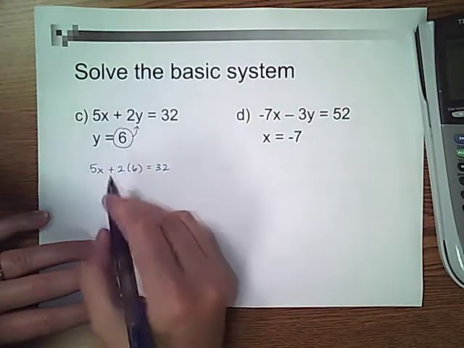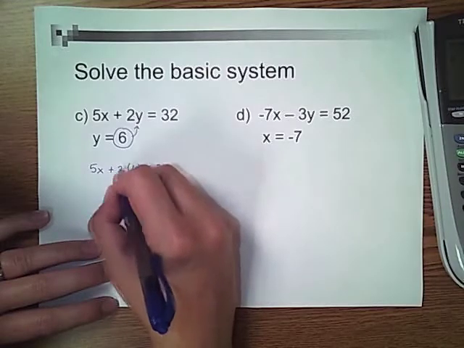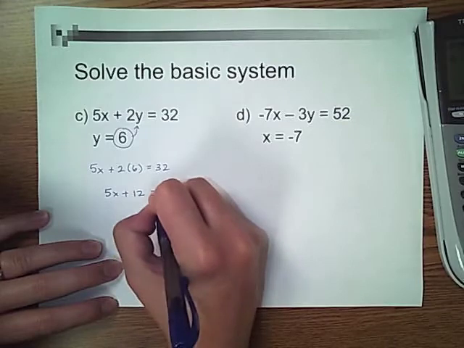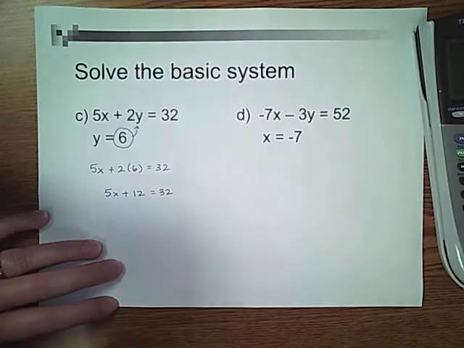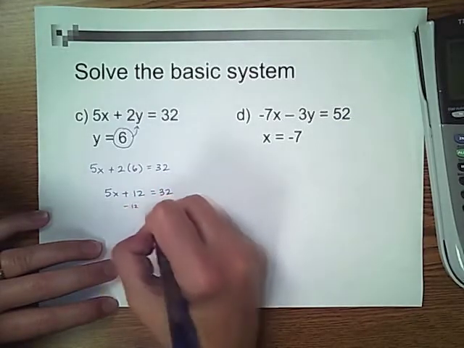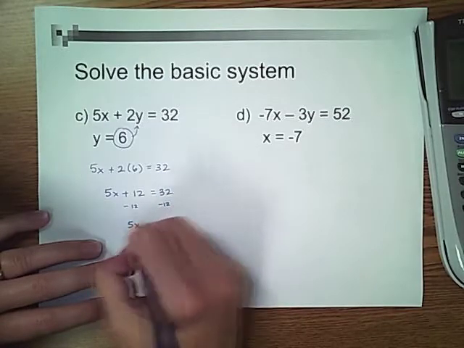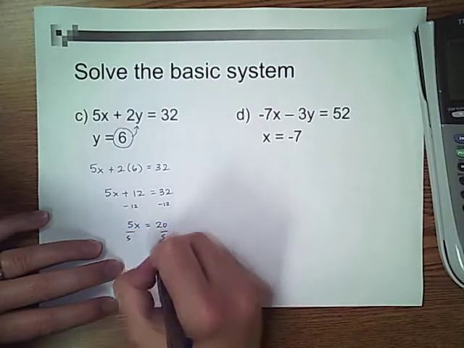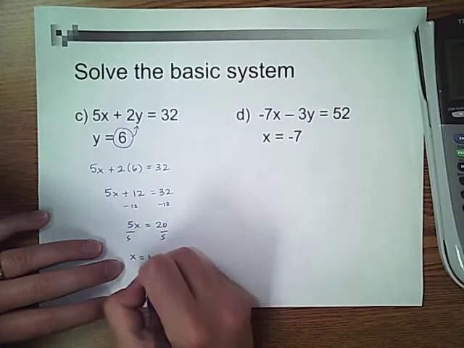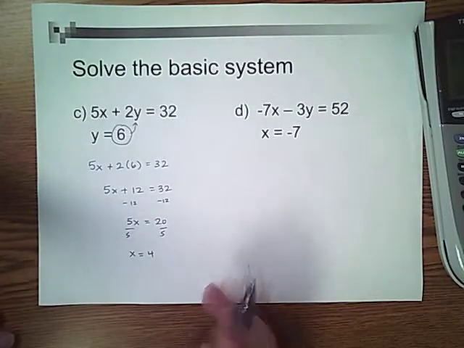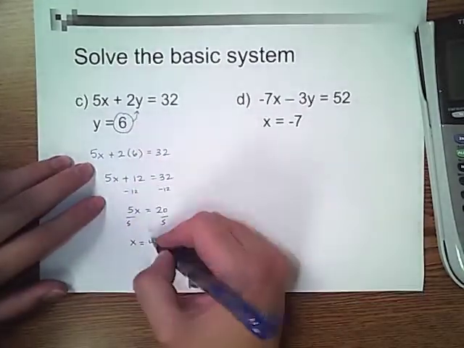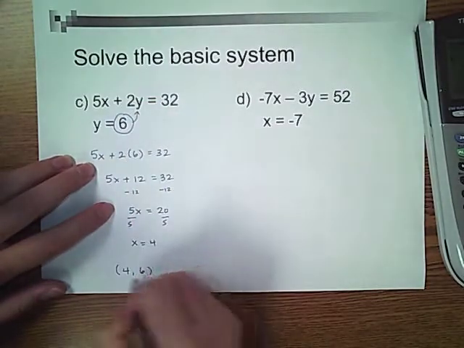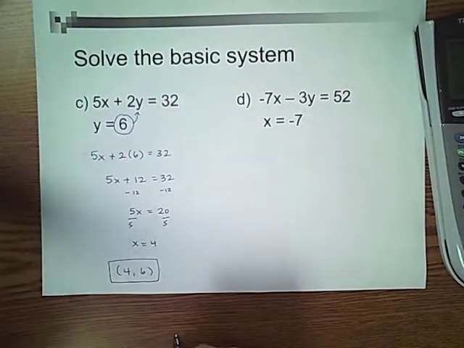Okay, so 2 times 6, I'm going to go ahead and simplify that. I'm going to go ahead and do that multiplication. So 5x plus 12 equals 32. Now we just have a basic little equation here. So minus 12 on each side. 5x equals 20. Divide both sides by 5, and we get x equals 4. Okay, but that's not our solution. That's part of our solution. We now need to put these together as an ordered pair. 4 for the x value, 6 for the y value. So 4, 6 is our solution.